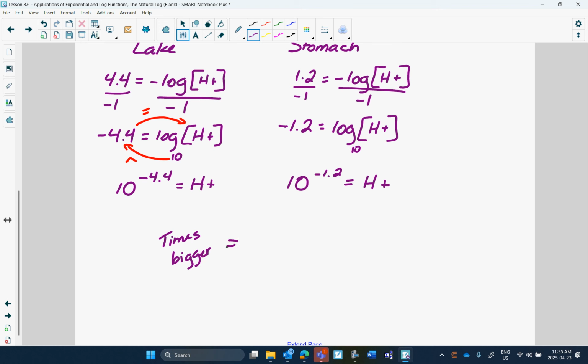the hydrogen ion concentration of the stomach is than that of a lake, I divide this by this. Do you remember what we do when we divide powers that have the same base? What do we do with the exponent? What happens to the base? They don't cancel. What happens to the base?